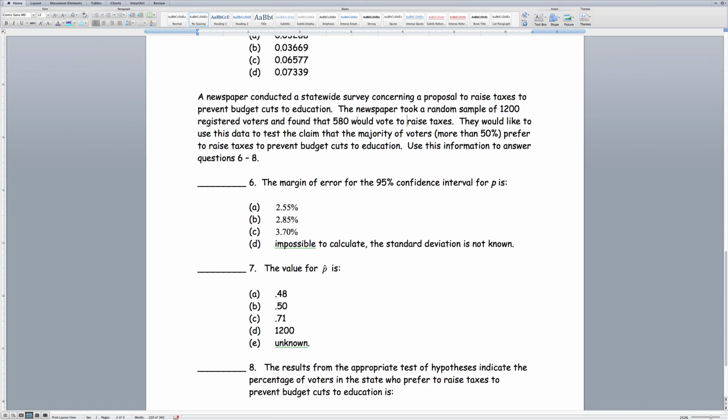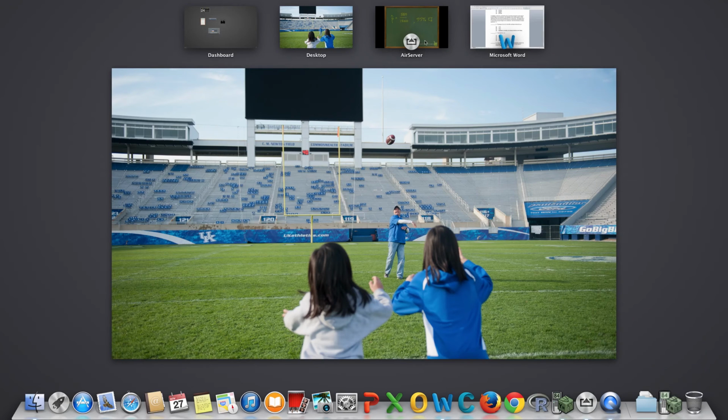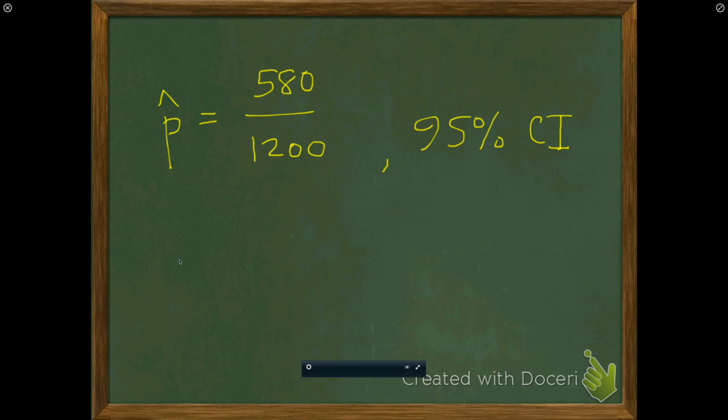Our sample is 580 out of 1,200. But that's just a sample. We're trying to generalize this to the population, which is P, so we're going to use a confidence interval for that. First, I'm going to go to the iPad and write some information out. So I have p hat is 580 out of 1,200, and I want to do a 95% confidence interval. So go back over, and this is what I've got.